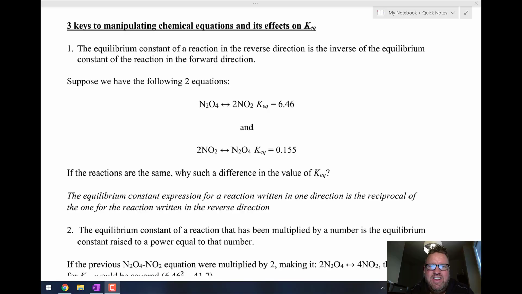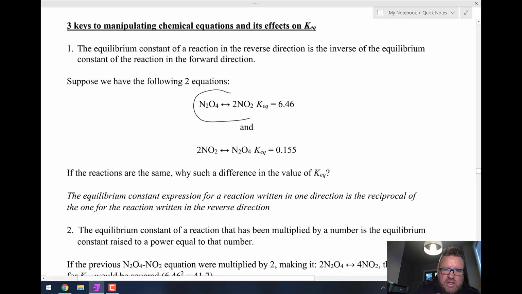One of the things you can do with equilibrium constants is manipulate them. By manipulating them, you can basically change the chemical equation. And by changing it, there are three main things that we're going to talk about to manipulate a chemical equation. Here's the first one right here.